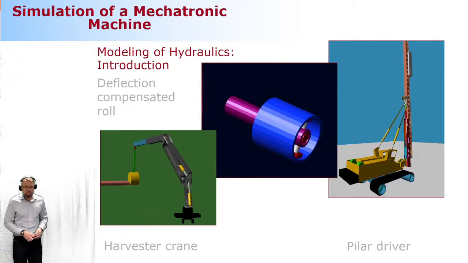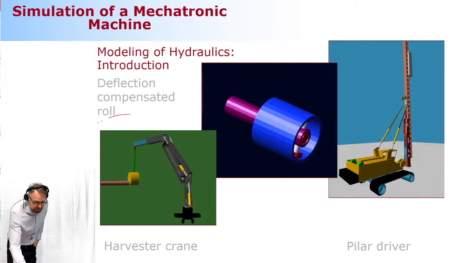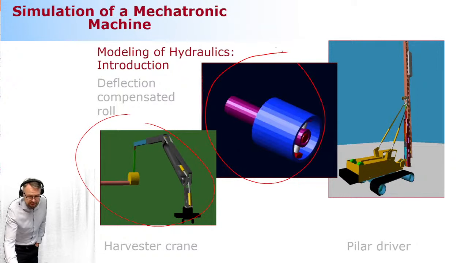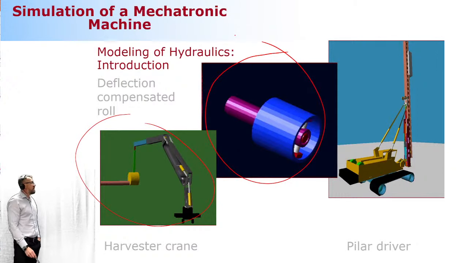All right, so here are a few examples. This is a harvester crane, a typical example in the heavy machinery. This is an industrial application, which is a deflection compensated roll, used in paper machines.